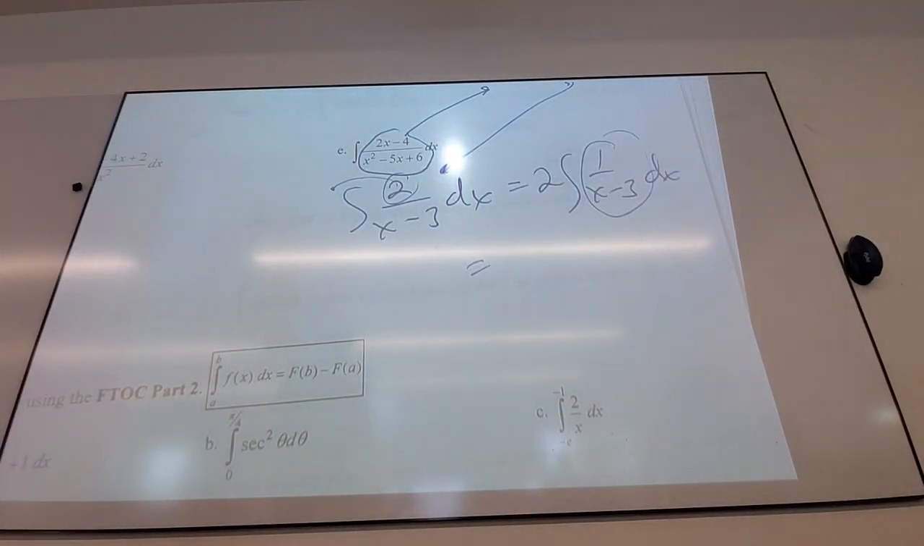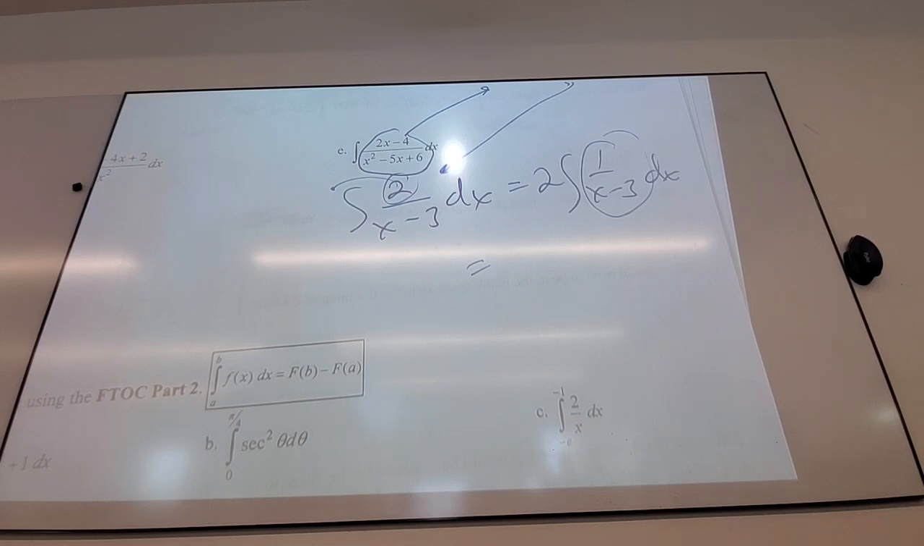What's the integral of 1 over x? Natural log of the absolute value of x. What's the integral of 1 over x minus 3? Natural log of the absolute value of x minus 3. Why? What's the derivative of the natural log of the absolute value of x minus 3? 1 over x minus 3 times 1.